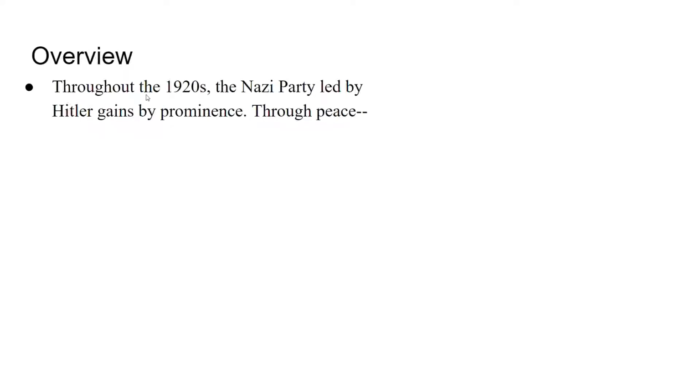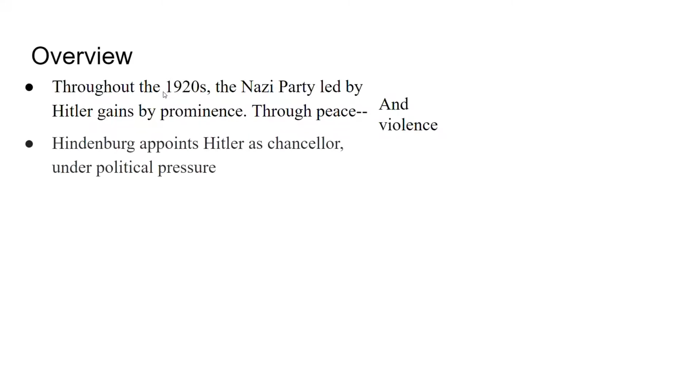Throughout the 1920s, the Nazi Party, which Hitler was gaining command of, was gaining a lot of prominence. Through peace and violence, they had their own paramilitary that intimidated their political opponents. And then, as Hitler was gaining more seats in the Reichstag, President Hindenburg appointed Hitler as Chancellor, which is like an important role in the executive branch in Germany. So Hitler was able to mount a lot of political pressure on President Hindenburg to appoint him Chancellor.